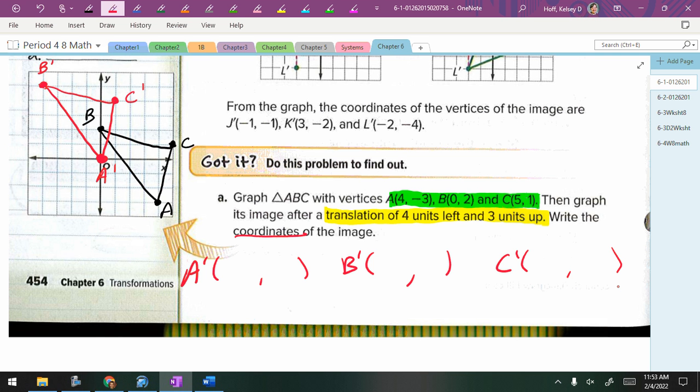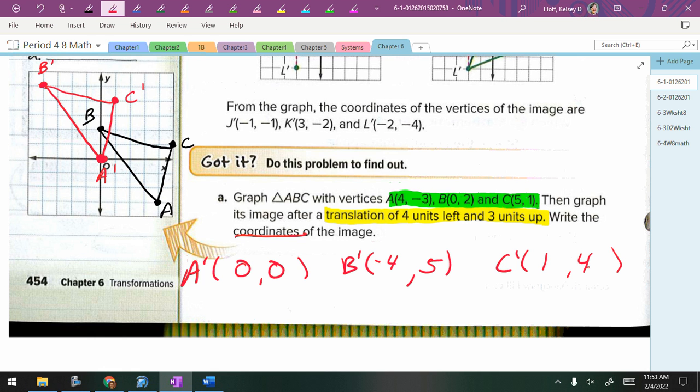Who can tell me where A prime is located? JC? 0, 0. Where's B prime located? Jacob? Negative 4, 5. And who's got C prime? Gatlin? Positive 1, positive 4. Nicely done.